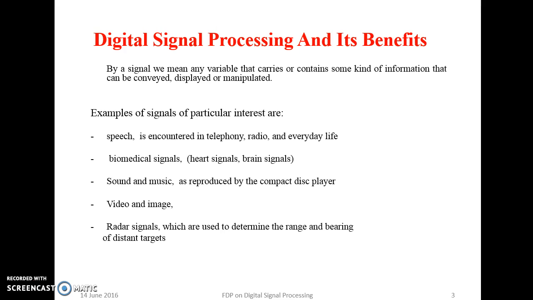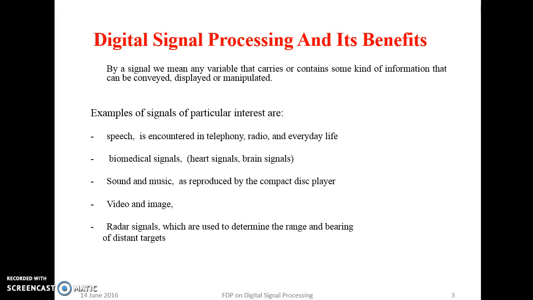First of all, what is digital signal processing and what are its benefits? A signal is something that conveys information that can be displayed or manipulated. Some examples of signals are speech. We encounter speech in telephony, radio and everyday life.